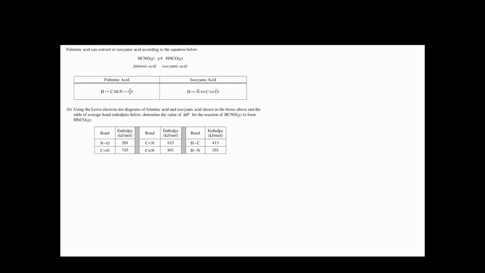Right here, we are given our 2 different forms of acid. We have fulminic acid, in which the hydrogen is connected to the carbon, and we have isocyanic acid, in which the hydrogen is connected to the nitrogen. So, we're being asked to calculate the change in enthalpy based on bond dissociation energy. Remember that when you're doing bond dissociation energy, you have to subtract bonds broken minus bonds formed. In other words, we're going to be doing reactants minus products.